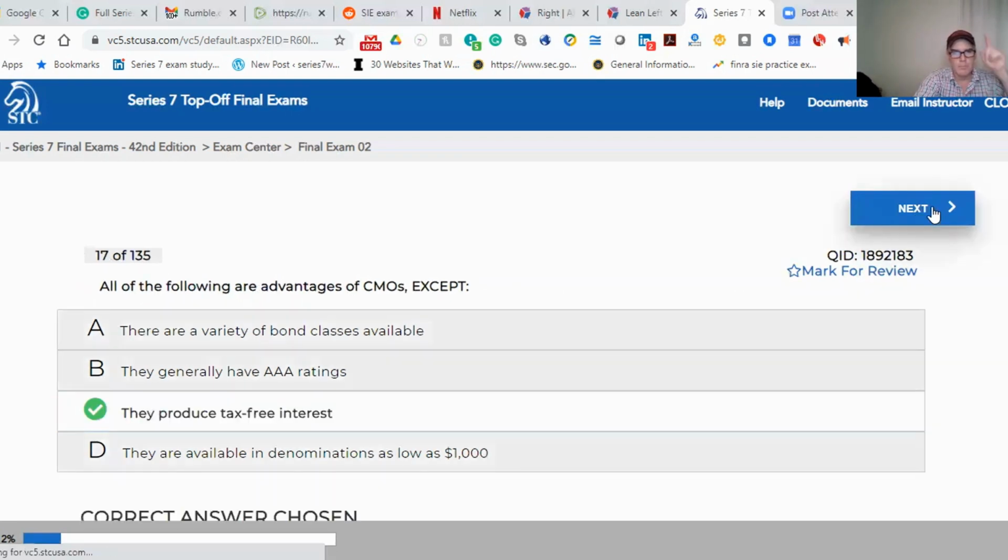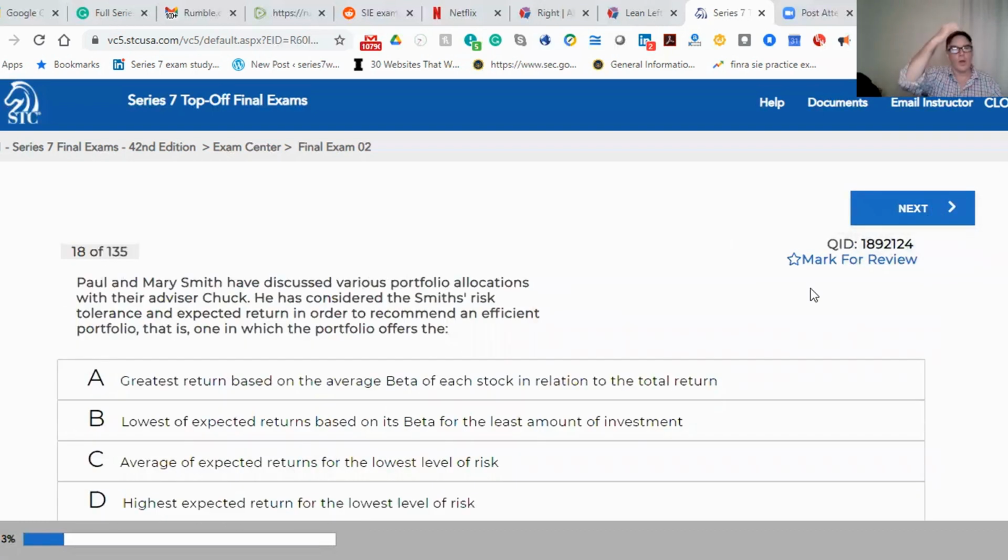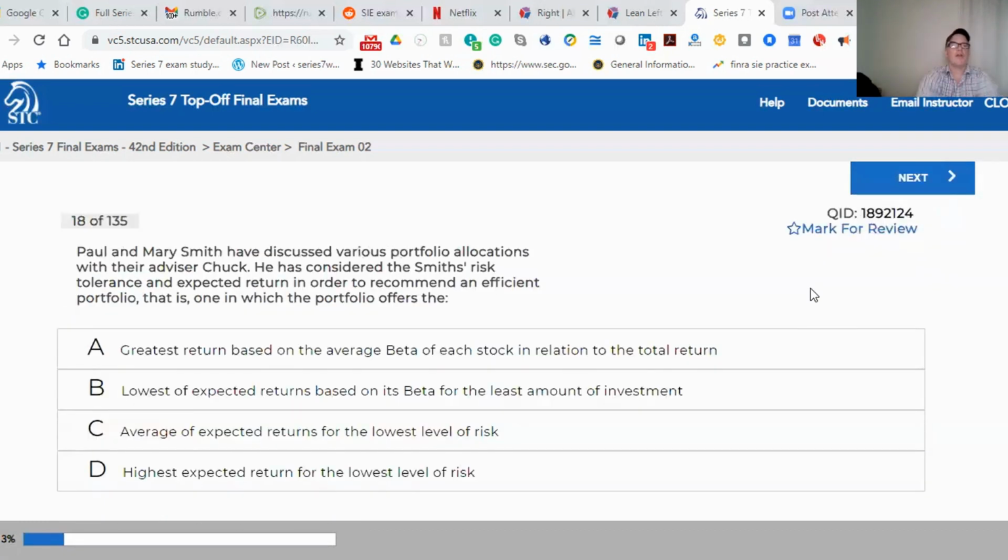Okay. Boom. Okay. Paul and Mary Smith have discussed various portfolio allocations with their advisor, Chuck. He has considered the Smiths' risk tolerance and expected return in order to recommend an efficient portfolio. That is one in which the portfolio offers. Remember, we did this before. An efficient portfolio is something that has the most reward for the least amount of risk. So the greatest return based on average beta, maybe.